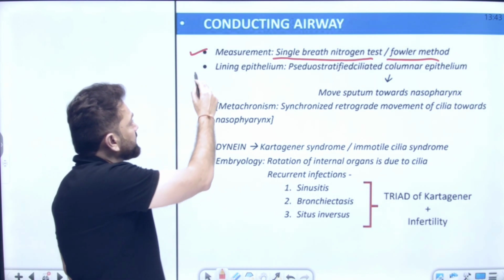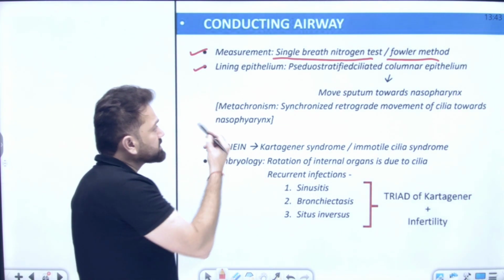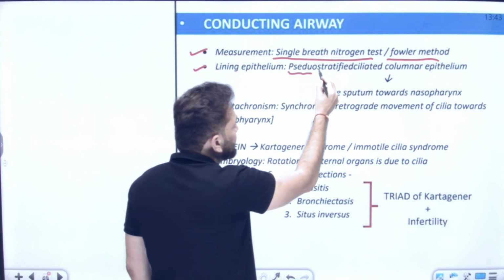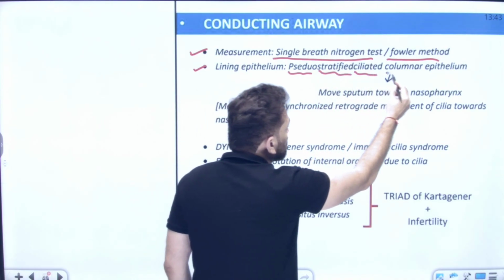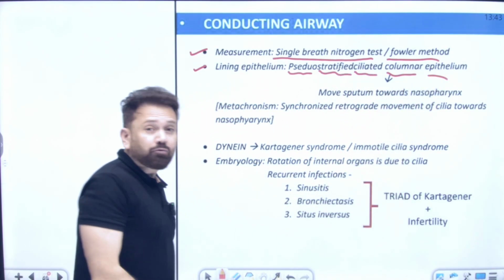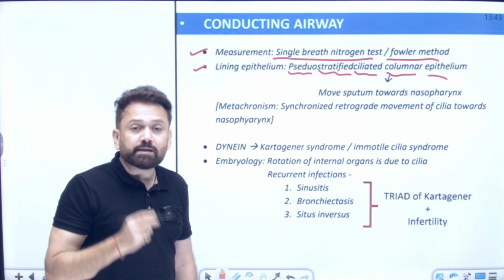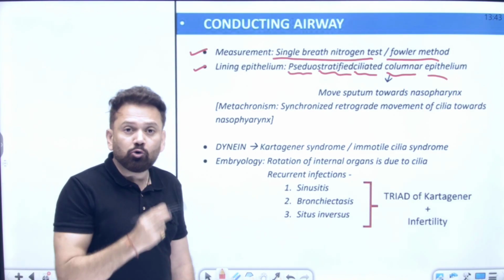they are lined by, again next MCQ, they are lined by, the answer is pseudo stratified ciliated columnar epithelium. Don't forget a single word, pseudo stratified ciliated columnar epithelium.